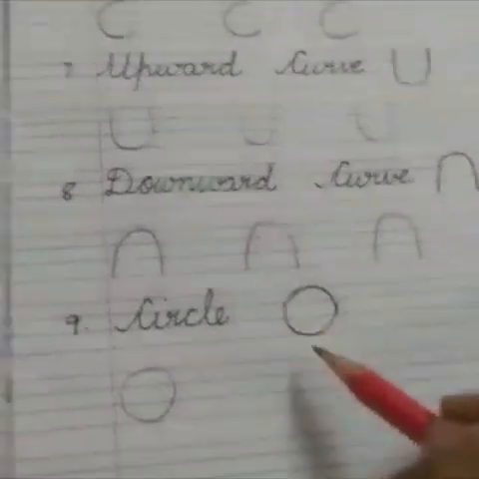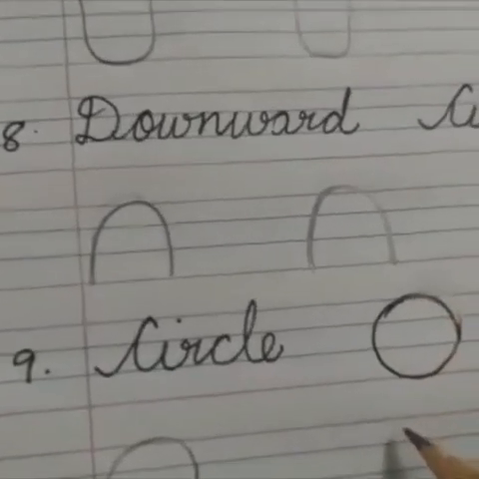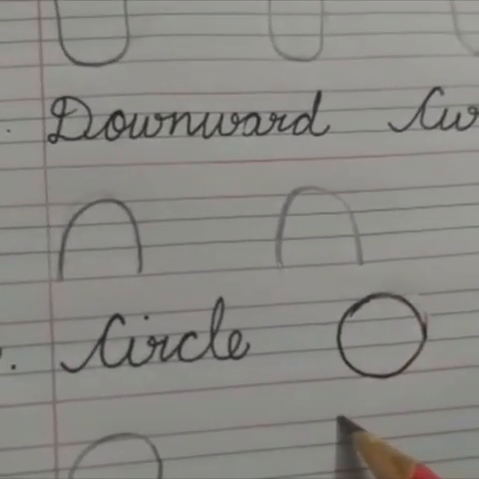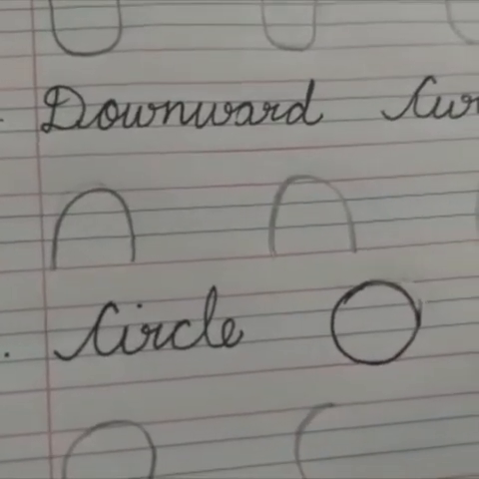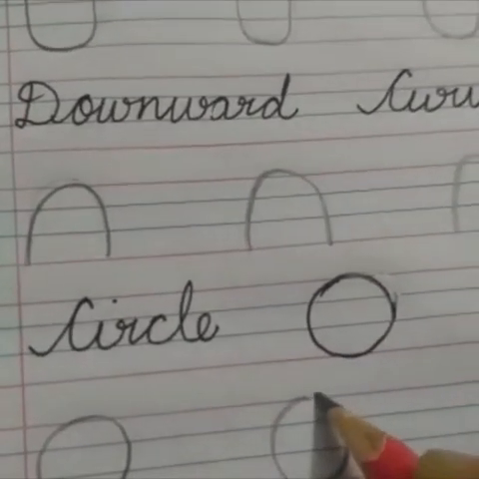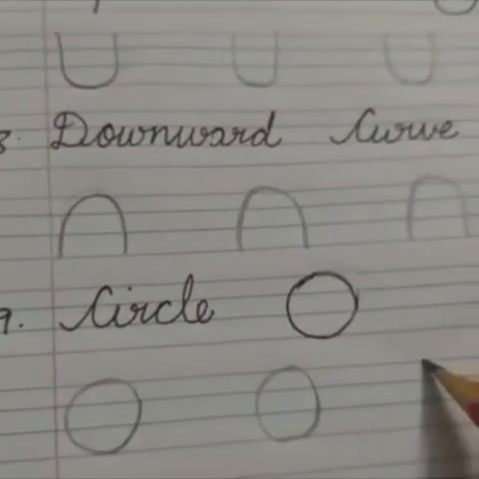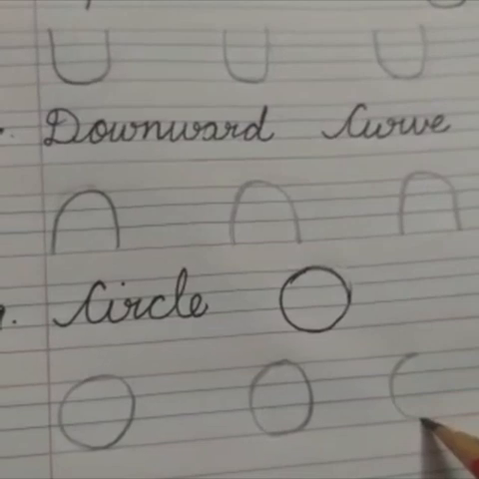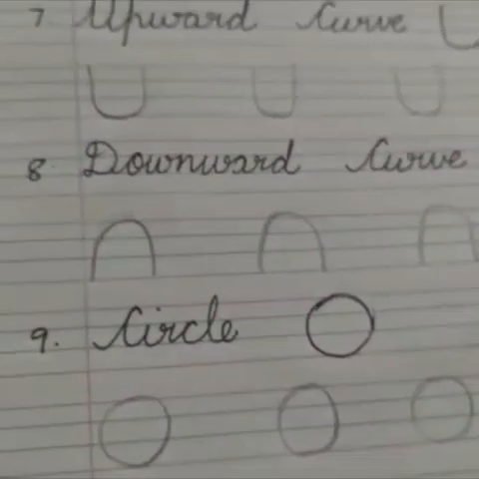Next is your circle. Like this. You start from the red line. Slowly you bring it down and again like this. Once again you start from the red line. Again you go round and like this.